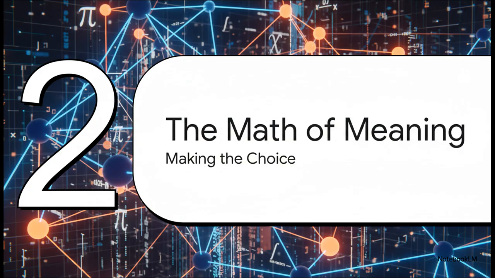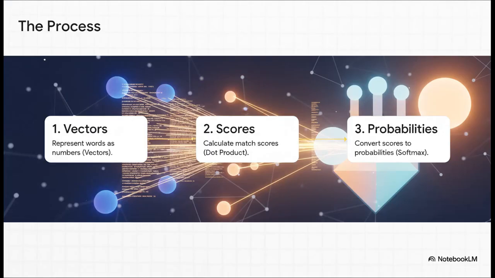Okay, so that's the big idea, but how does a machine actually choose the right key? It doesn't have gut feelings or intuition. What it has is math. So let's take a look at how this actually works under the hood and break down the simple calculations that drive this whole thing. It's really just a straightforward three-step recipe. First, the AI turns words into lists of numbers, which we call vectors. Then it calculates a match score between its question, the query, and each possible answer, the keys. And finally, it turns those scores into simple percentages so it can make a clear choice.